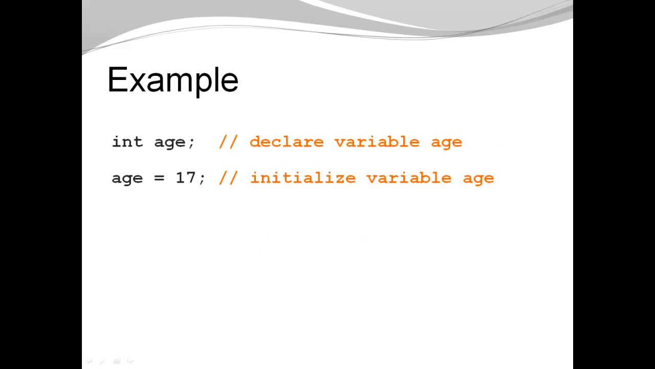I can have an integer age. Here we are declaring a variable with the name age, and the type is integer. Integer is any whole number. In the second line we are initializing the variable, so age gets a value assigned. The value age gets assigned is 17.